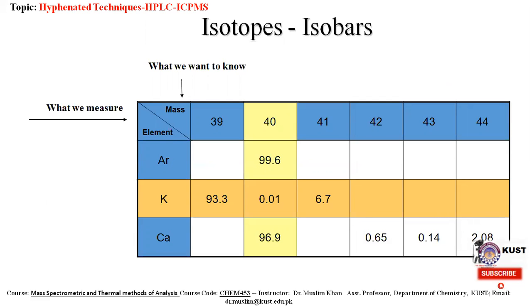Discussing the ICPMS, what do we measure, what we want to know basically. This is a very basic look at the process, like here, the example of argon, potassium, and calcium. Most elements occur in more than one form, isotopes. You know isotopes and isobars. Isotopes are atoms of the same element having the same atomic number, but different mass number. While isobars are the opposite of isotopes, basically.